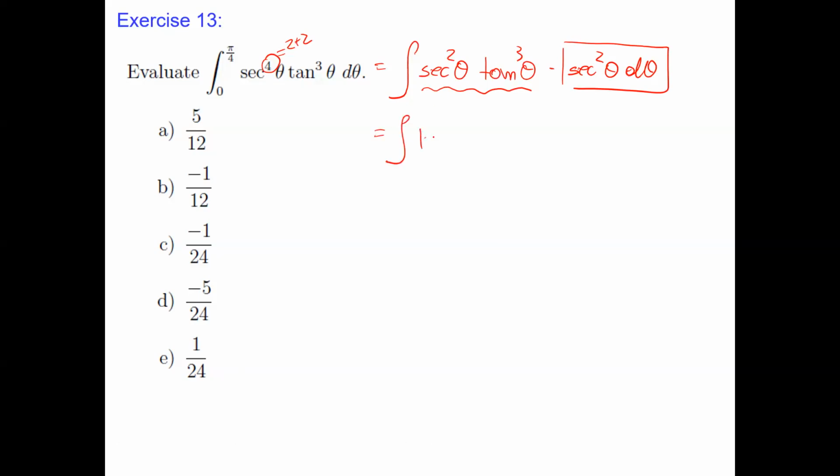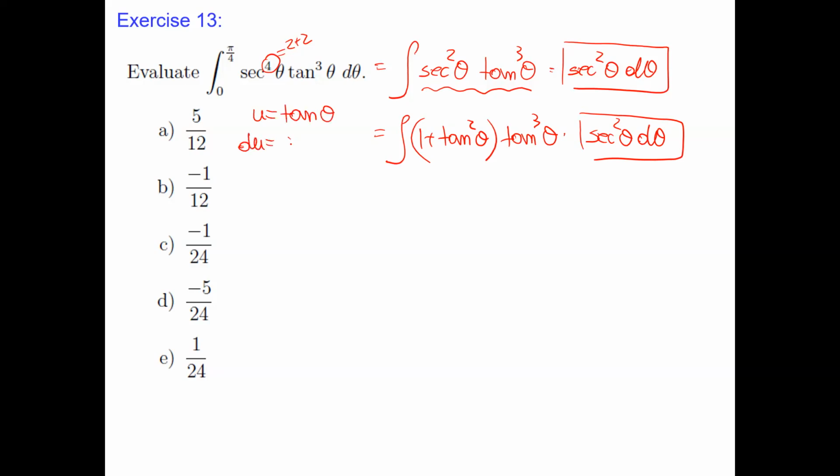Secant square is 1 plus tangent square. Tangent cube may stay, and this is derivative. It's still part of the integrand. Okay, that means we decided to do u equals tangent theta. Tangent theta, derivative is secant square theta d theta. Okay. 1 plus tangent square is 1 plus u squared, u cube, and this is du, secant square theta d theta.